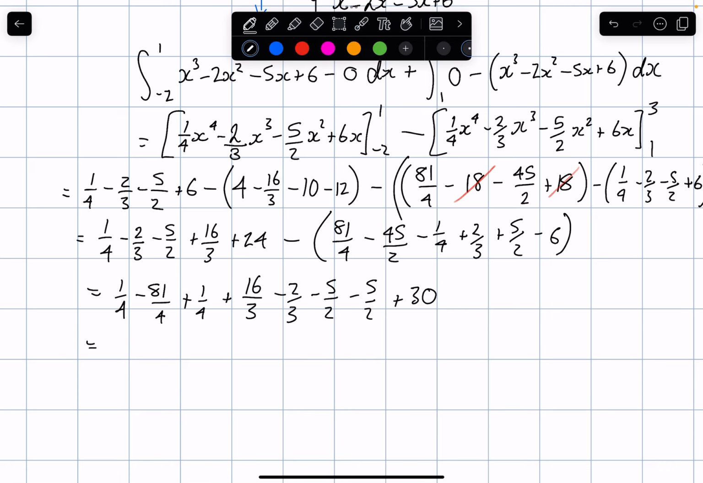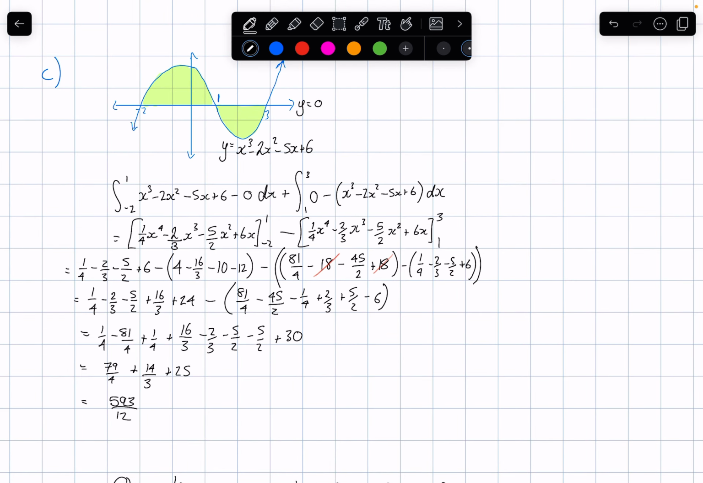I've got 2 on 4, take 81 on 4 is 79 on 4. Plus 14 on 3, negative 10 on 2 is negative 5, plus 30 is plus 25, and then we can get them all, bringing them together, 79 over 4, plus 14 over 3, plus 25, which is 593 on 12. Okay, so a lot of working out there. Obviously, in a test situation, you'd throw that into your calculator. But I thought it'd be fun to do some expanding.